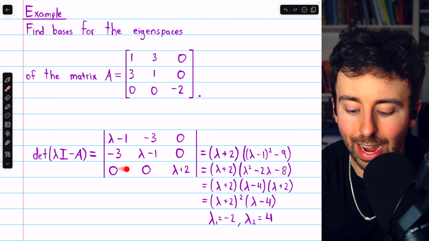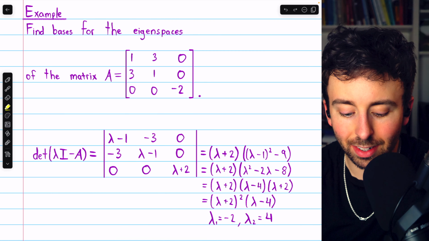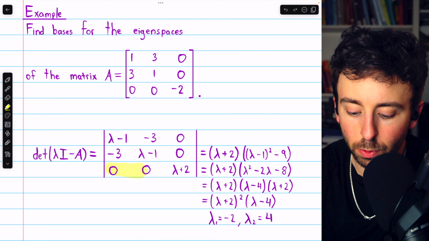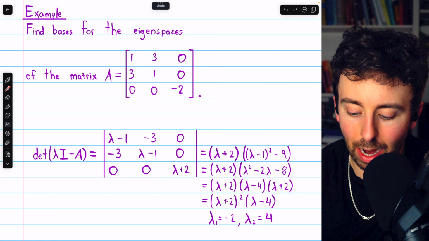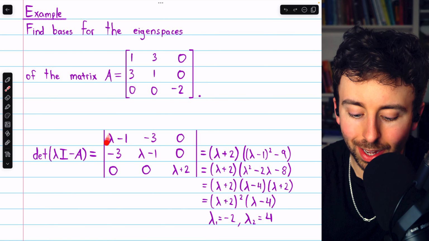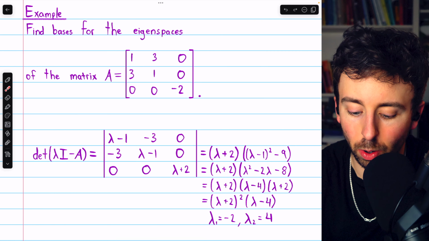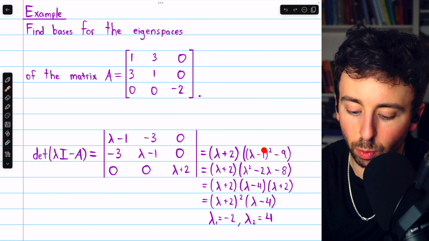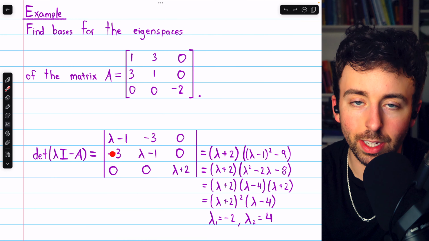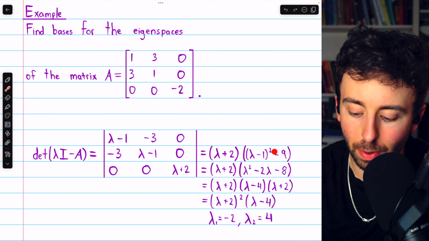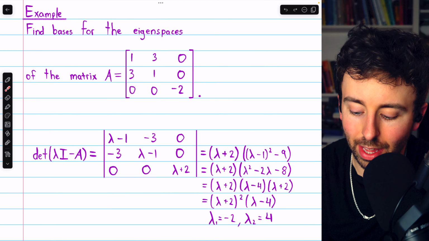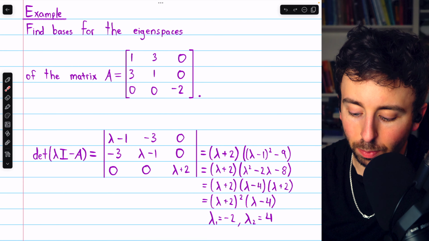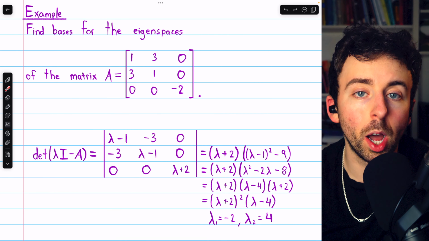Lambda I minus A looks like this, and we can find its determinant easily with a cofactor expansion along row 3. So that's going to be lambda plus 2 multiplied by the corresponding minor. So lambda minus 1 times lambda minus 1 minus negative 3 times negative 3, so minus 9. We can then expand this to get this quadratic, which we can then factor, and then we can simplify, and this is the factored form of our characteristic polynomial.